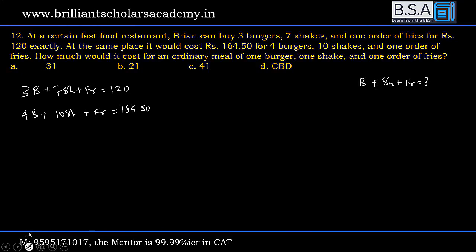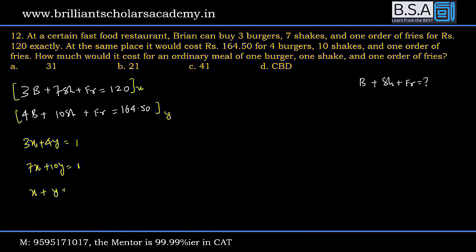Directly, you don't even have to write most of this. Imagine multiplying x, multiplying y. So the equation for burgers becomes 3x plus 4y. We only want 1 burger. Equation for shakes becomes 7x plus 10y. We want 1 shake. And for fries, it becomes x plus y is equal to 1. We are matching coefficients.